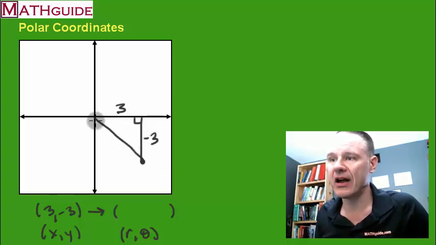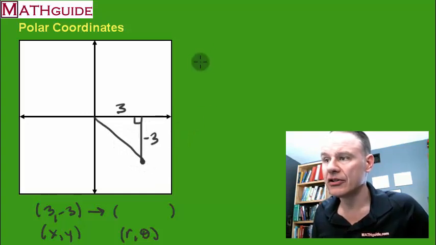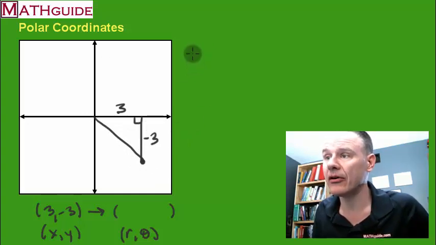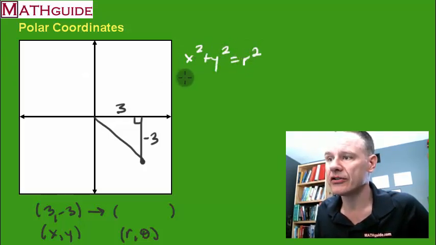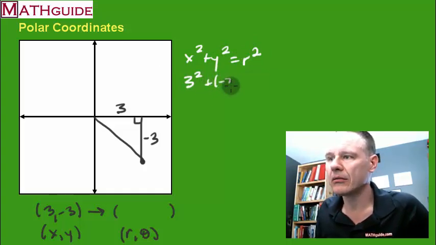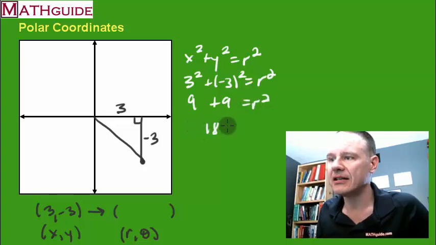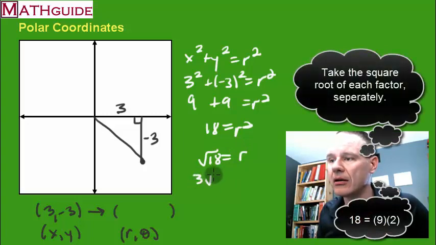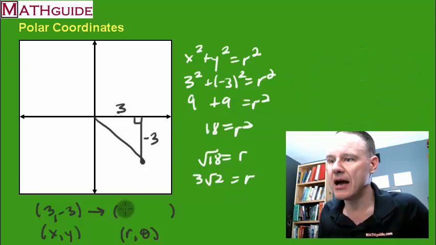So what I want to do, of course, is find the length of the hypotenuse. I can use the Pythagorean theorem: x squared plus y squared equals r squared. So I'm going to use the 3, oops, I'm going to use the negative 3, and plug this in. What do you get? 9 and 9, and of course, that's 18. You take the square root of both sides, you get the square root of 18. You can reduce that. That's 3 radical 2. There's your radius. Okay, so we've got our radius now.